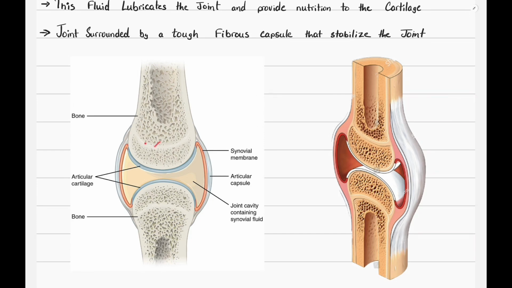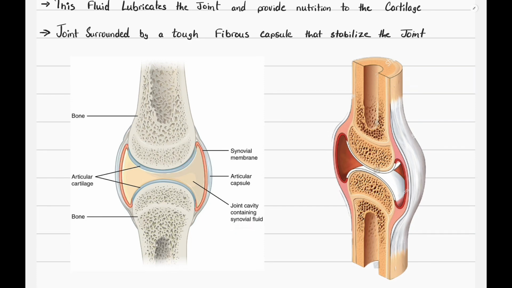So this is the bone right here, whose end is covered with articular cartilage. These two are articular cartilage, and in between the articular cartilage lies our synovial fluid. This synovial fluid is derived from the synovial membrane. As you can see, the cartilage continues as the synovial membrane, and this synovial membrane is responsible for producing the synovial fluid.